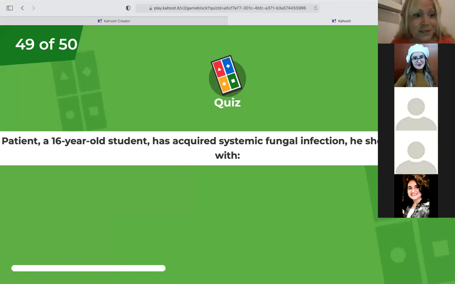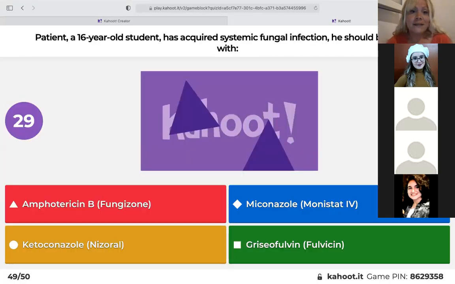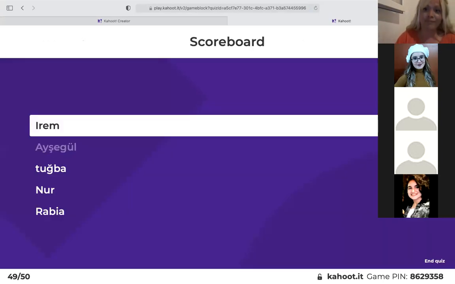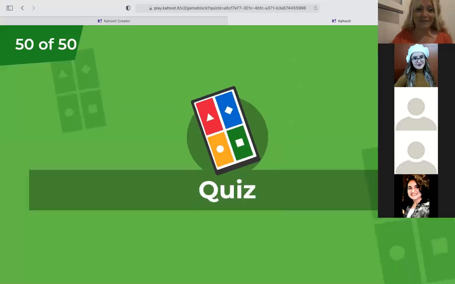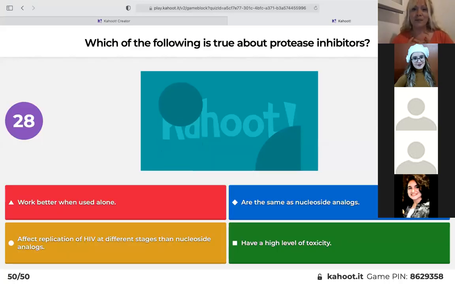And the last 2 questions. A patient is a 16-year-old student who has acquired a systemic fungal infection. He should be treated with what? And the last question: which of the following is true about protease inhibitors?